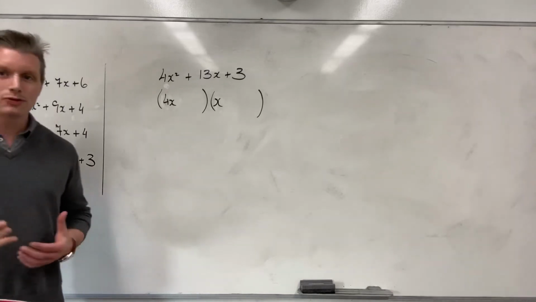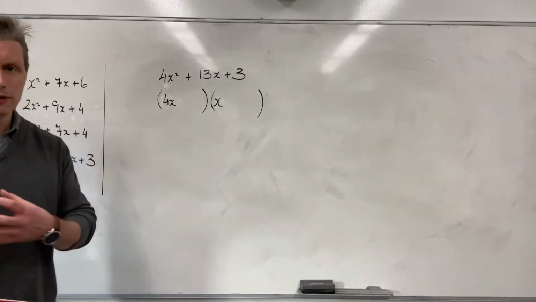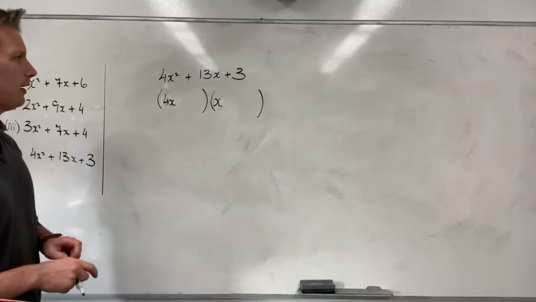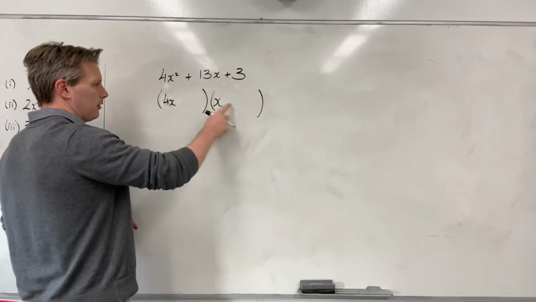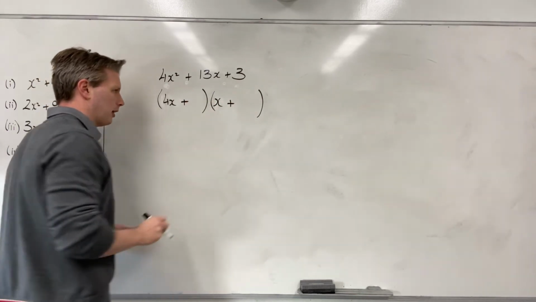So I need to do trial and error. I need to try both and just keep moving numbers around until I find something that works. So I'm going to start with 4x and x. Again, it's plus 3, so I know it's going to be plus, plus, or minus, minus, but because there's a plus here, this will be plus, and this will be plus.